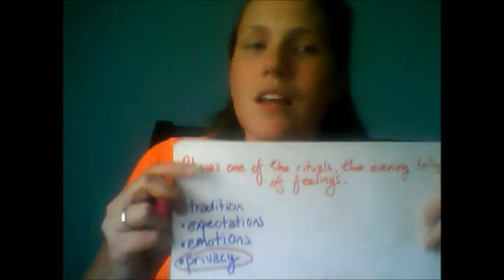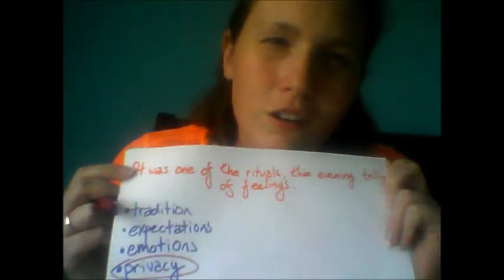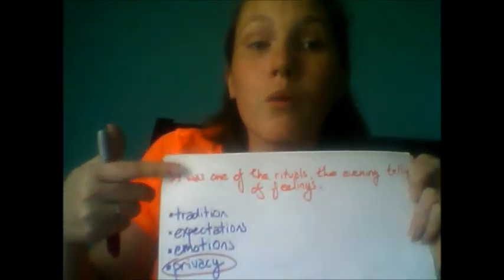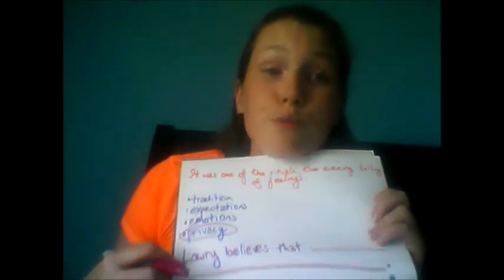So it was one of the rituals, the evening telling of feelings. Don't tell me Lois Lowry wants us to sit down and tell each other our feelings at the evening meals. There's something wrong with this. So sometimes authors have characters do the wrong thing so they can show the consequences of doing the wrong thing. If you do not answer this part correctly with what Lois Lowry truly believes, you get no credit. You have to do it correctly. You have to say what it actually is teaching us.